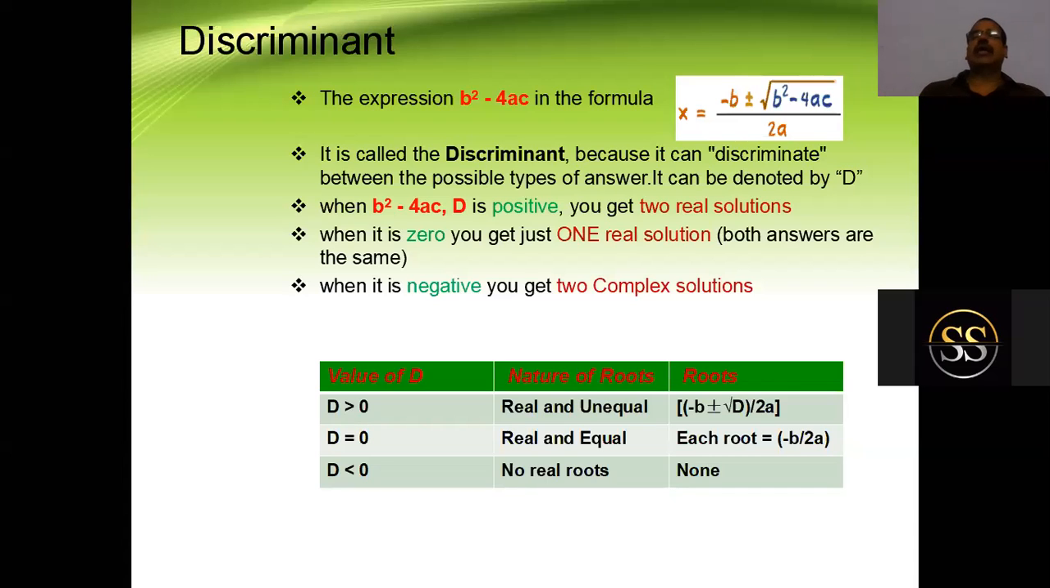Those we cannot solve, because we know only up to real numbers. We don't know about complex numbers. That's why we cannot solve when b square minus 4ac is negative. Okay, and now the conditions they gave, the nature of roots. If D is greater than 0, the roots are real and unequal. D equal to 0 means real and equal. D less than 0 means no real roots exist. Okay, next.